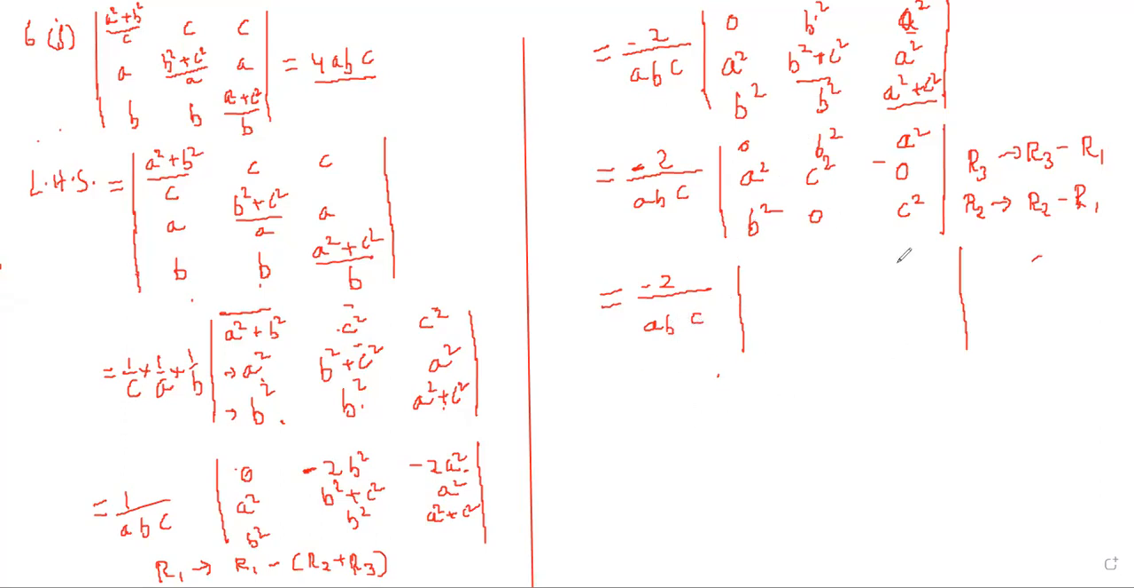Means first we multiply column 2 by a square. So we have to divide it also by a square. Column 2. So the first column is written as it is. Column 2 is multiplied by a square. So it is a square b square, a square c square and 0. And column 3 is multiplied by b square.